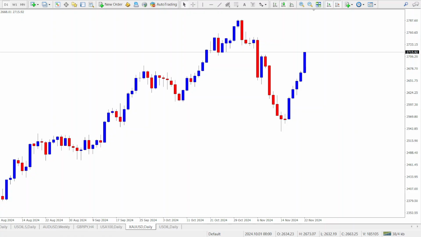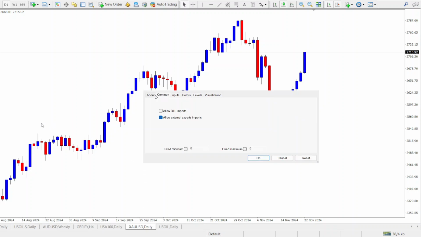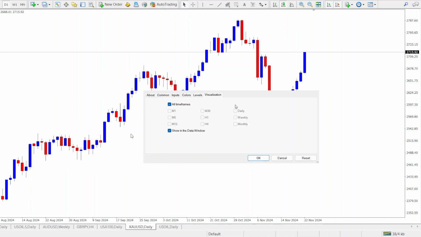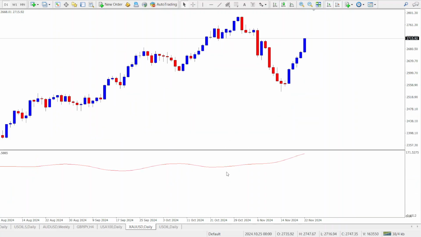The SMI indicator, which is the Stochastic Momentum Indicator, measures the distance between a currency pair's closing price and its range over a specified period. But the SMI Helper Indicator takes this further by analyzing the SMI and providing buy and sell signals. So I'm going to add the SMI Helper Indicator to the chart right away. I'm going to allow the DLL imports, and so this is it. This is the indicator.